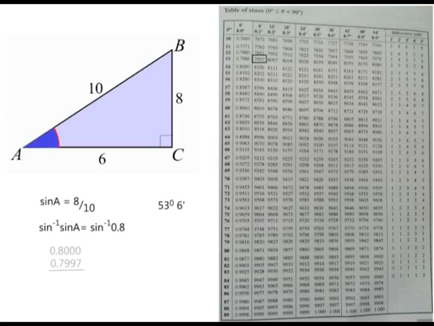What is the difference? When we subtract that, we get 0.0003. We look for 3 in the difference group. It's there and at the column of 2 minutes. So we add 2 minutes to our previous angle. 53 degrees and 6 minutes plus 2 minutes will give us 53 degrees and 8 minutes. I believe this was the angle we had.